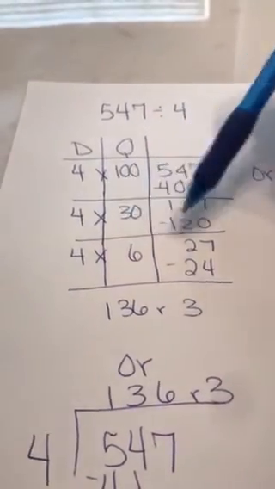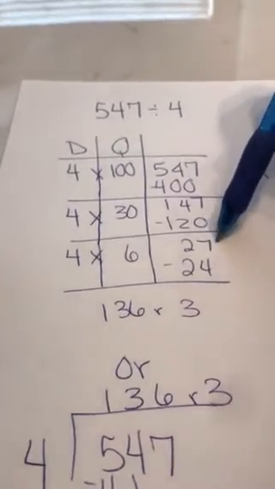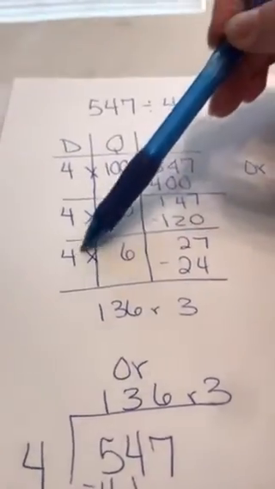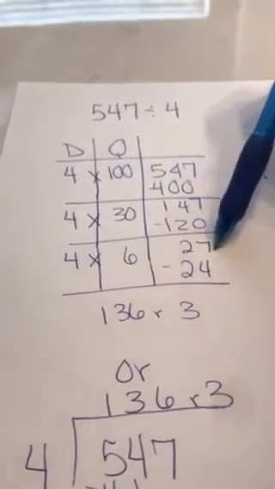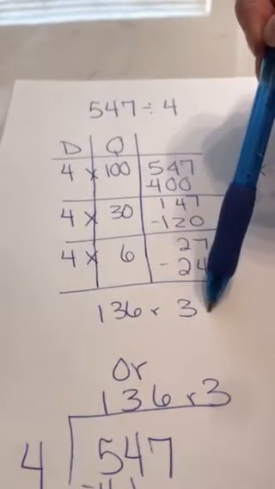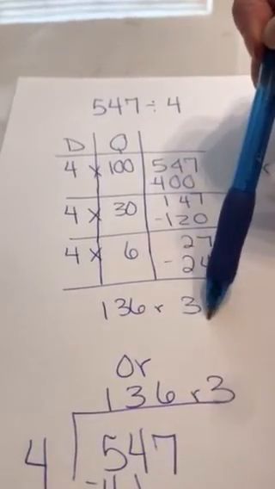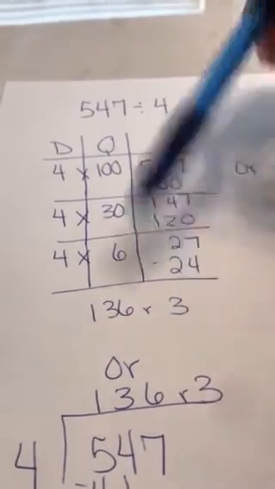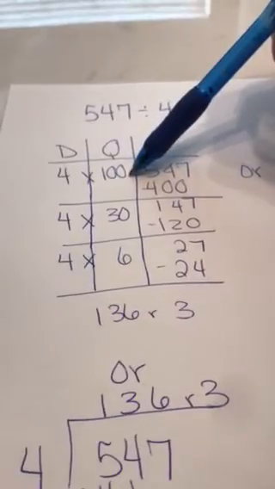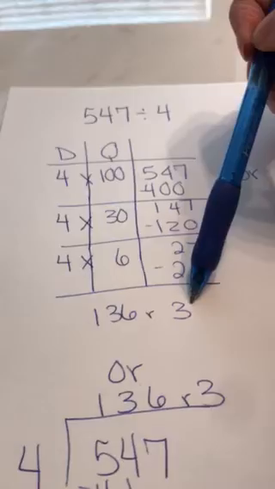4 times 30 gives me 120. That's close, so I'm going to subtract, I'm left with 27. 4 times 6 gets me as close to 27 as possible by giving me 24. When I subtract, I have a 3. 130 and 6 is 136, remainder 3. Okay, so again, your number that you choose here could be different than mine. You could have more or less steps as long as you get the same thing as I do.